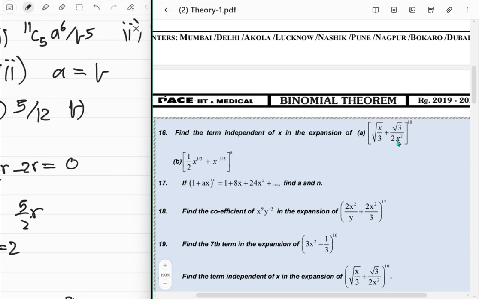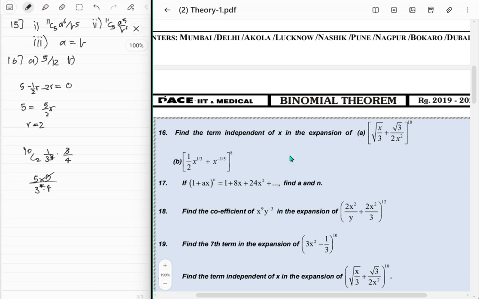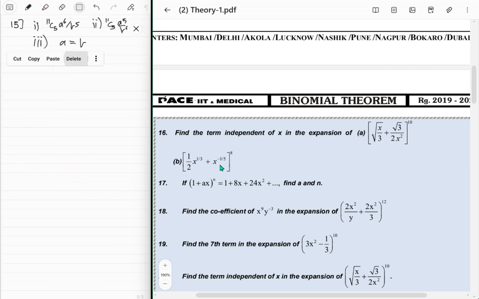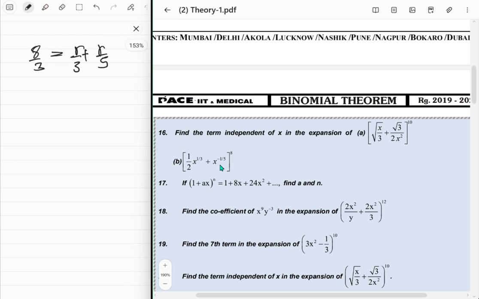Let's go to B now. So in this thing and this thing, 1 upon 2 x power 1 upon 3 plus x power negative 1 upon 5 power 8. So yeah, whatever. This got like what? 8 upon 3 is equal to, right now I'm just going to do direct. Okay, it's equal to r upon 3, and then you got plus r upon 5. That should do it. Right. So this is going to be what? 8r upon 15. So r should just be 5.